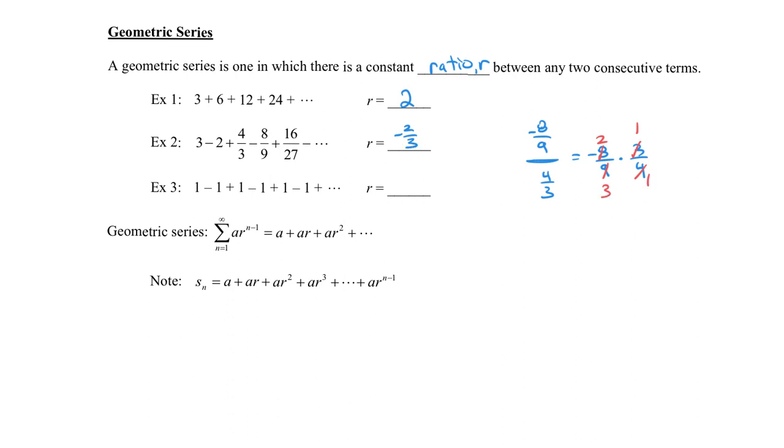Okay. And then this one, what's this one going to be? Well, if you take this term divided by that term, you get negative 1 over 1, which is just negative 1. So here the ratio r is negative 1.